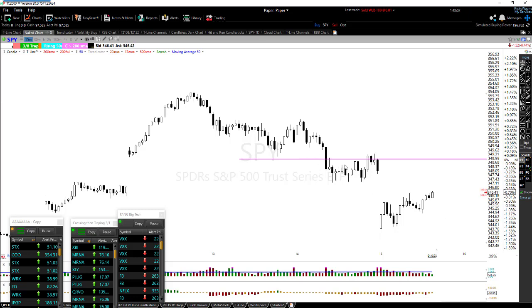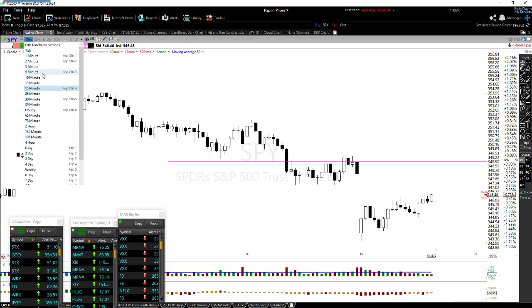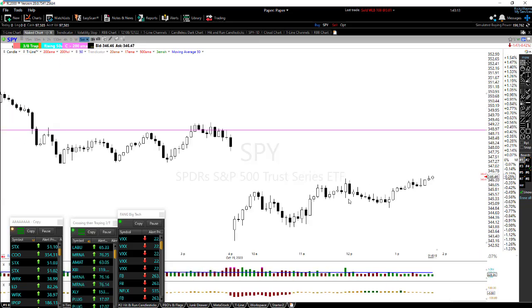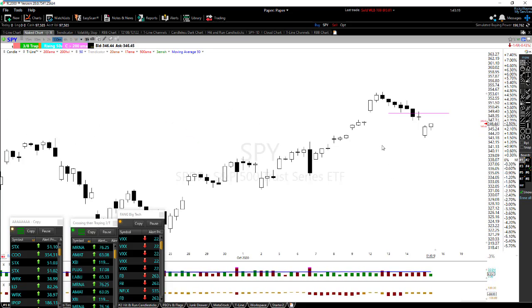Now, I want you to take a look at this chart. Just take a gander at that chart for a second. Now take another gander at the 5-minute chart. Look at that. Now I want you to look at the 3-bar chart. Isn't that so much cleaner? Isn't that so much easier to work with?